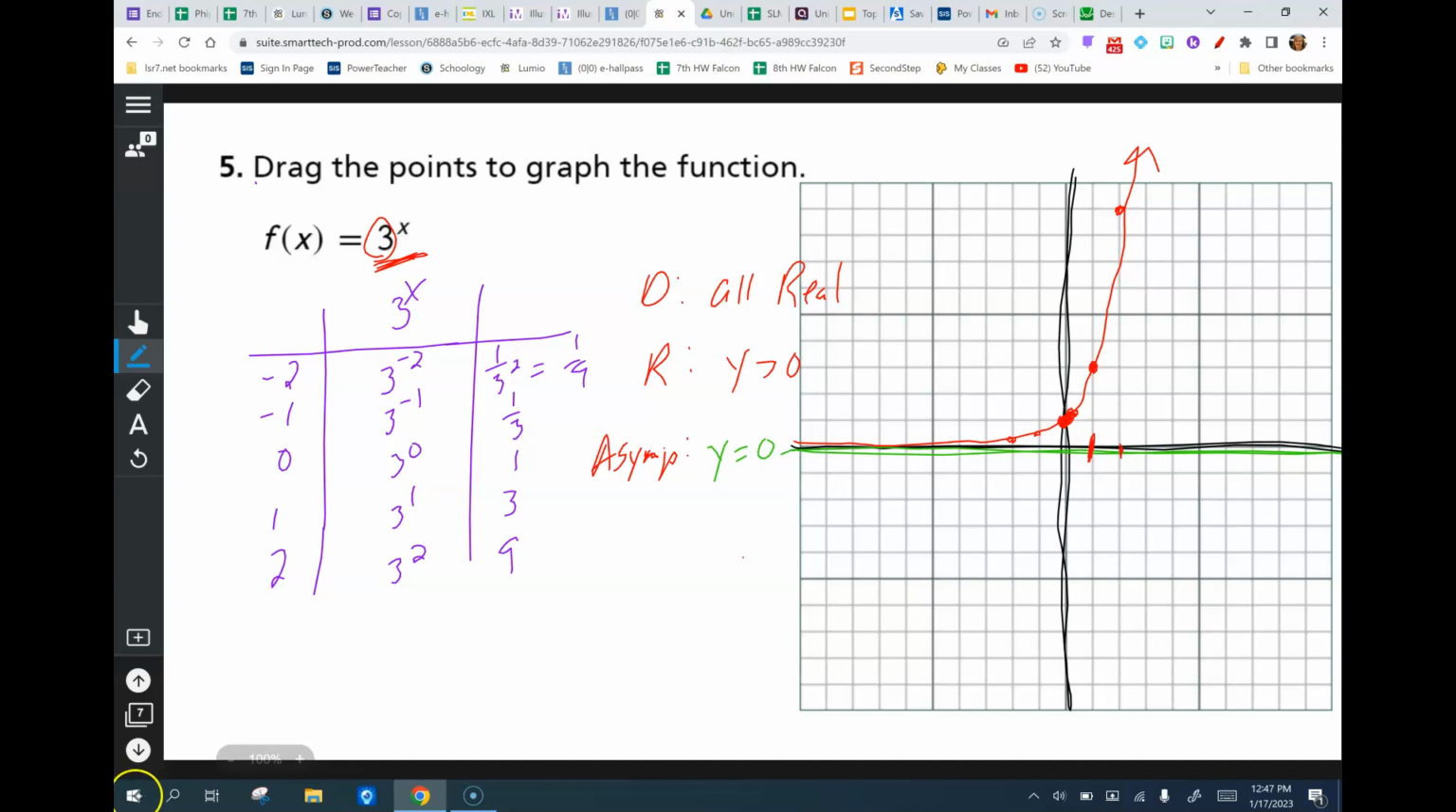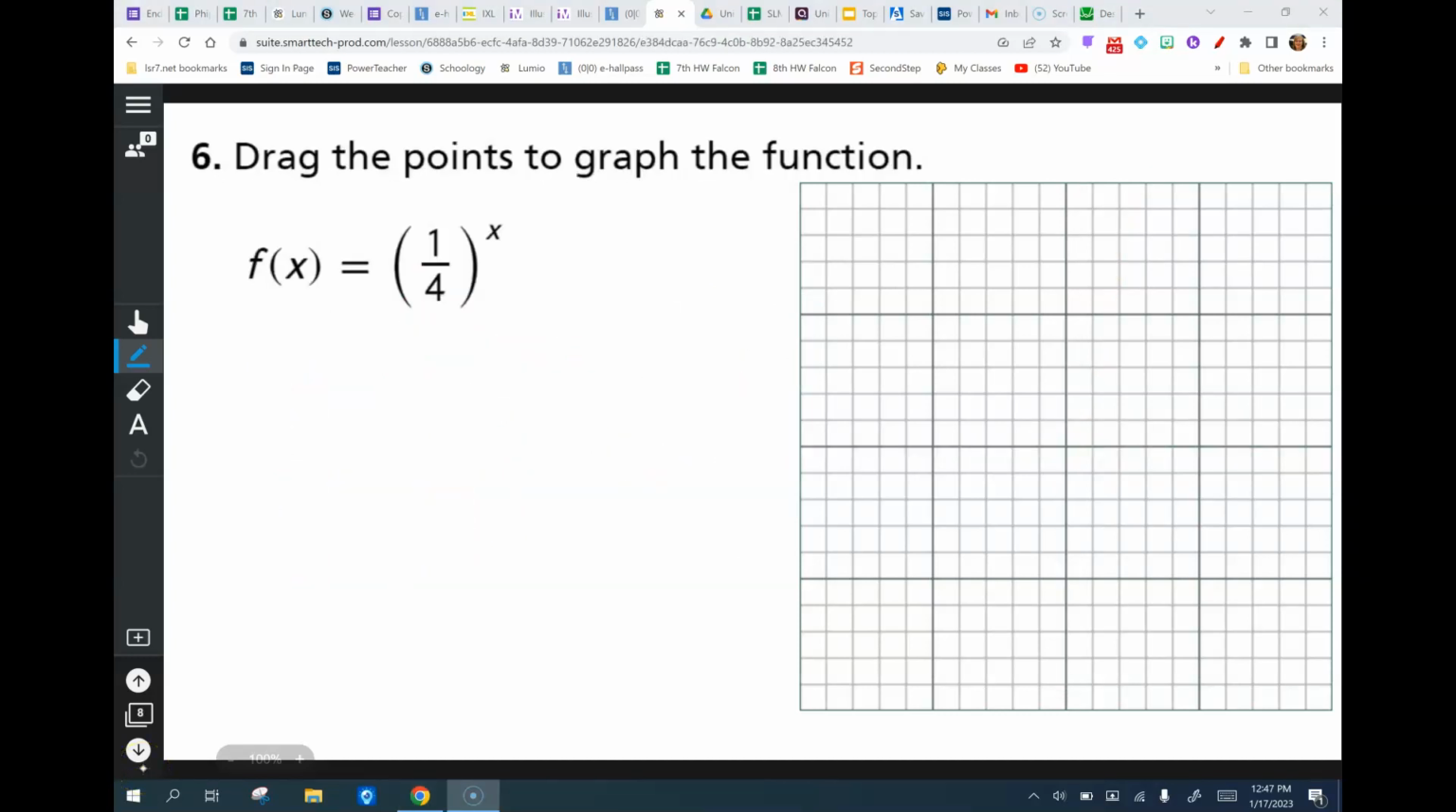Good. Now we're going to do the same thing with this one, and I realized that we could just graph this on Desmos. And when we get yucky ones, we might. But I want us to go through the motions of what's actually happening with this so we can see. I usually always choose -2, -1, 0, 1, and 2.